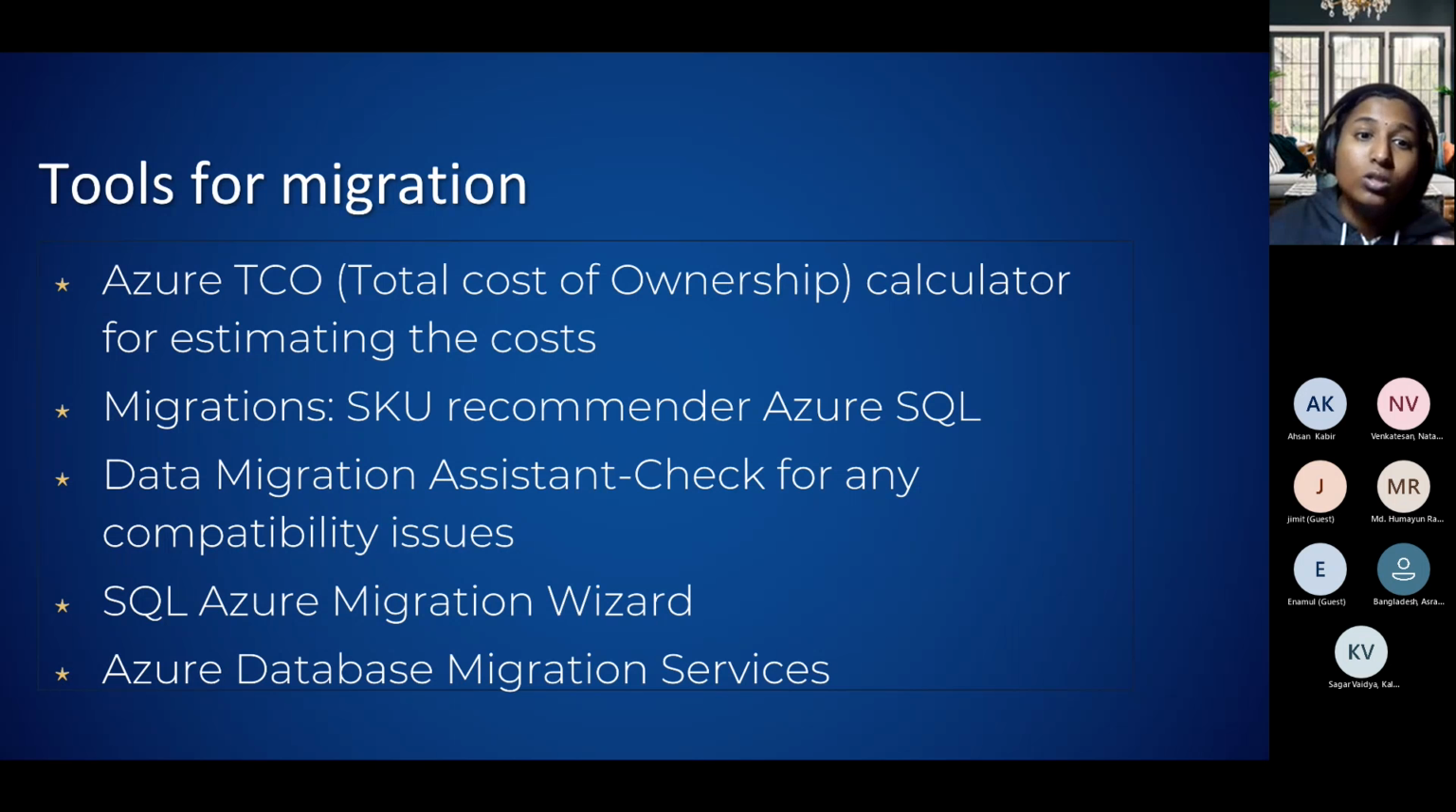Along with that, you also have a SKU recommender, which also uses the Data Migration Assistant. It will capture your workload, and based upon your workload, it will give you an estimation, a starting point, of which deployment option and which service tier might be best. It doesn't have to be that way, but it will give you an idea of which one will be best for you moving forward. And SQL Azure Migration Wizard is one wizard that you can use.